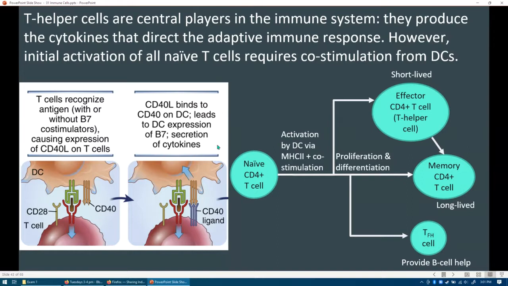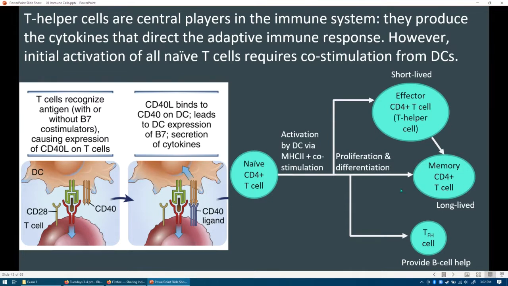And then those naive T cells, once they encounter antigen and receive co-stimulation, B7, cytokines, other co-stimulatory signals, they proliferate. You make between 100 and 1,000 new T cells from a single T cell that was activated. And they differentiate, so they turn into effector cells. So effector T helper cells are short-lived. They turn into memory cells, which are much longer lived.